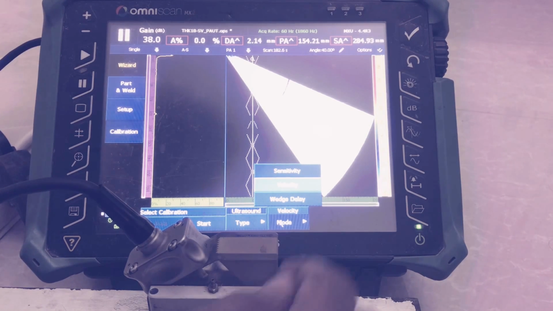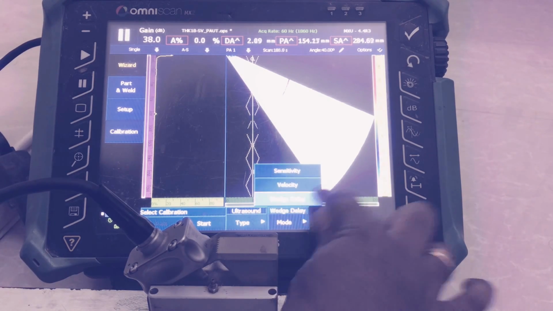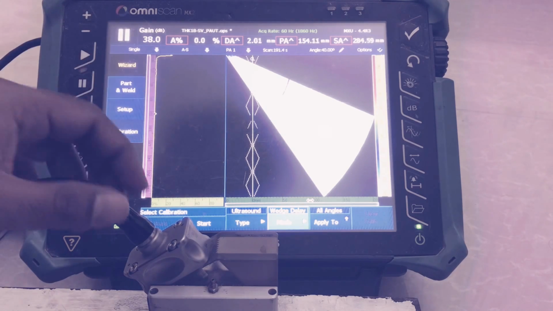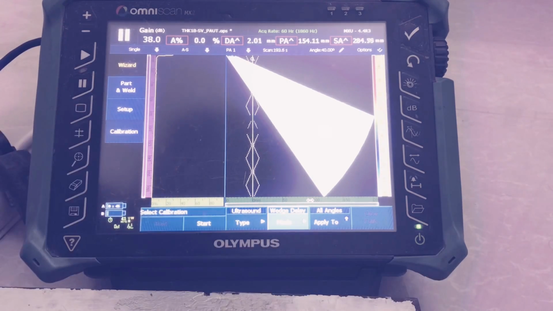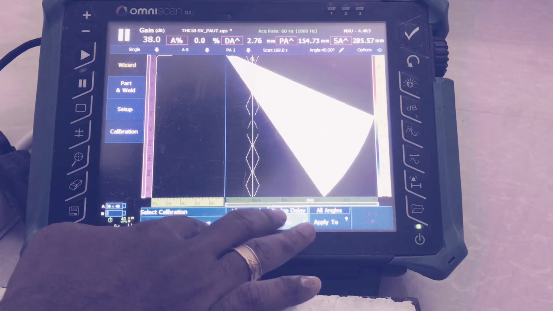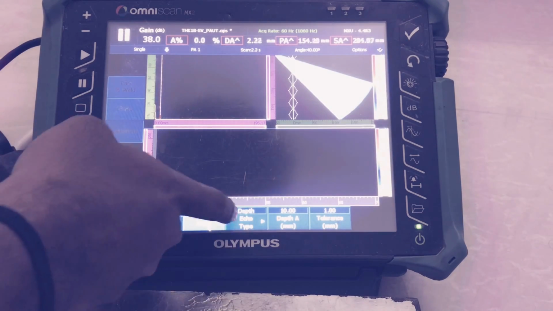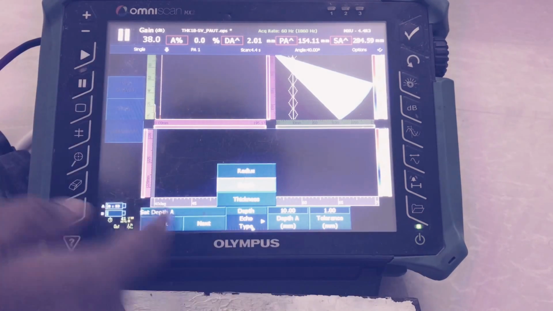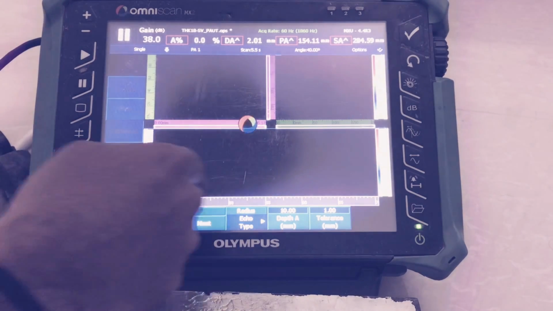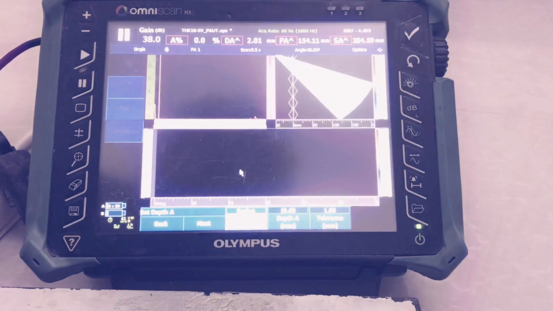Okay, now we are going for wedge delay here. Apply to all angles, not for a single angle. Start. See here, the depth option is also there, thickness is also there, so we can choose radius.